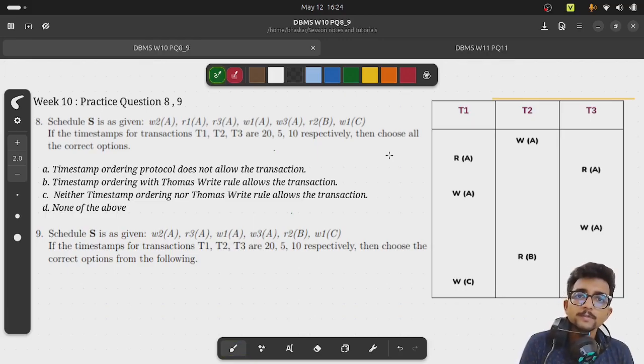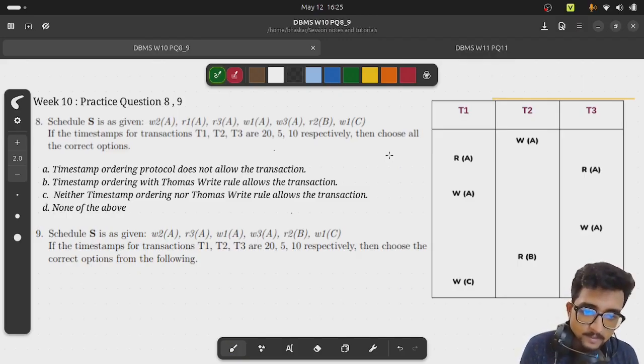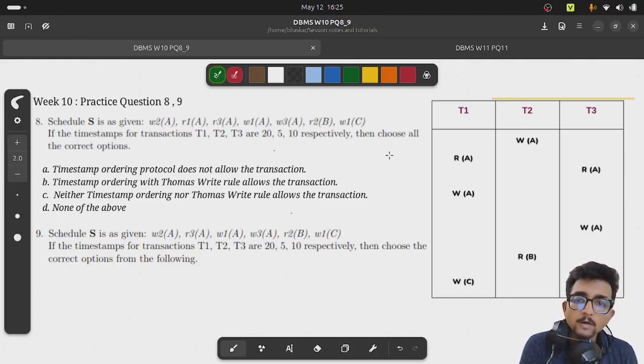Hello everyone. So in this tutorial we will look at practice question number 8 and practice question number 9 of week 10, which is basically based upon the timestamp ordering protocol of concurrency control. So let's start.